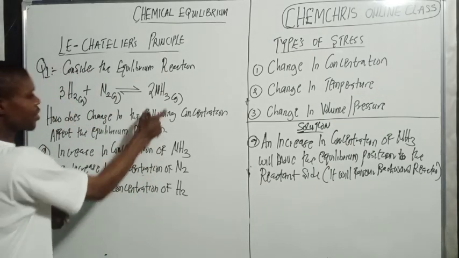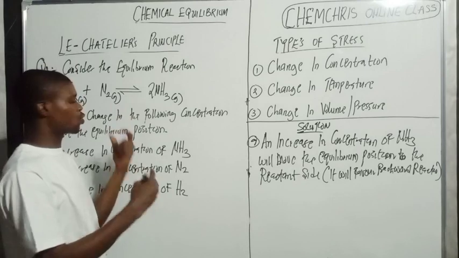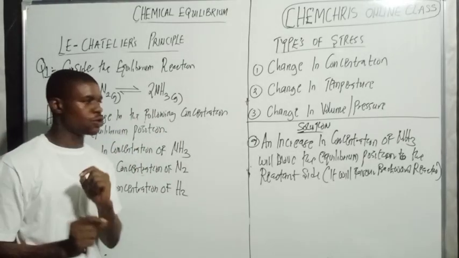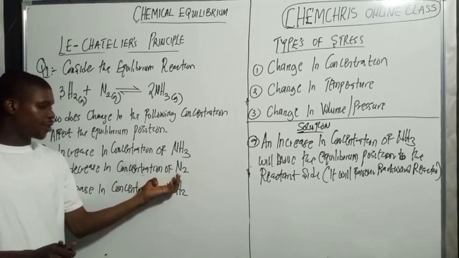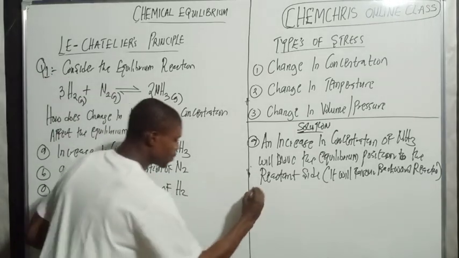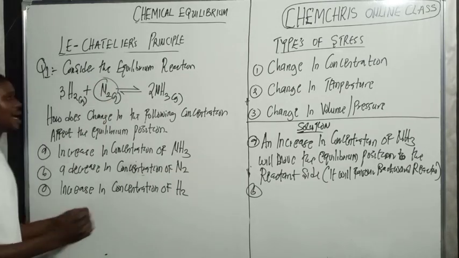That is, when you increase the concentration of NH3 here, what happens to the concentration of these two here? The concentration of these two will increase. Do you understand? So that is the meaning. So B, a decrease in concentration of N2. So here we have N2.